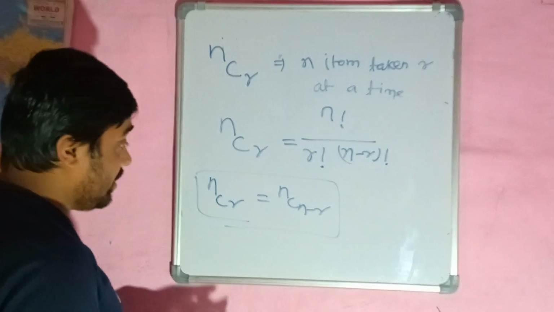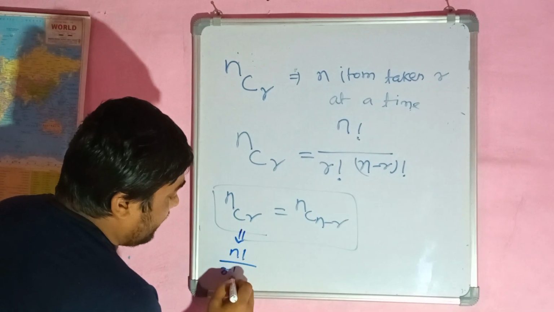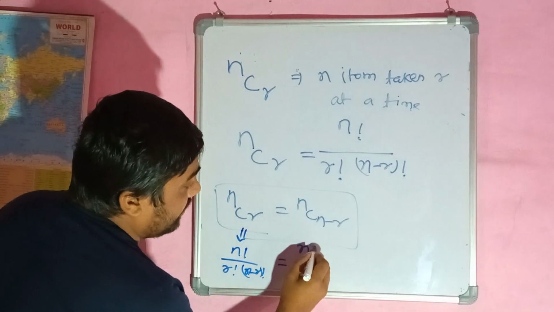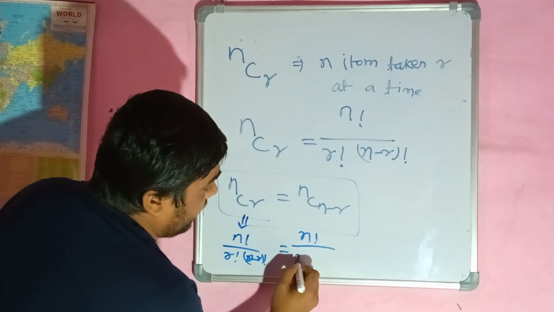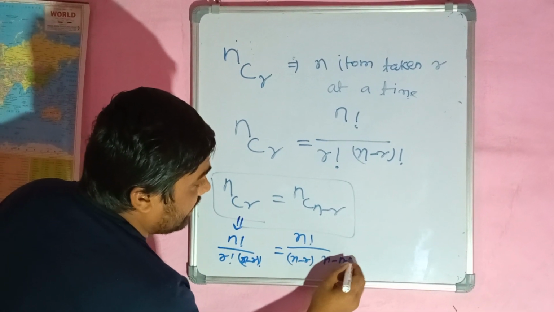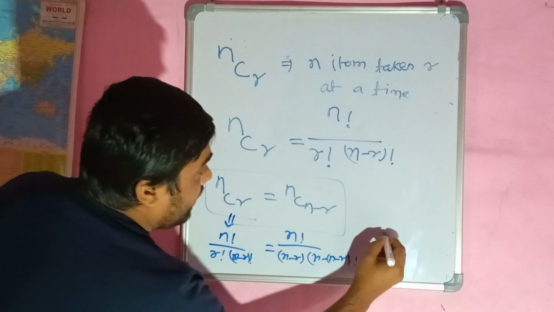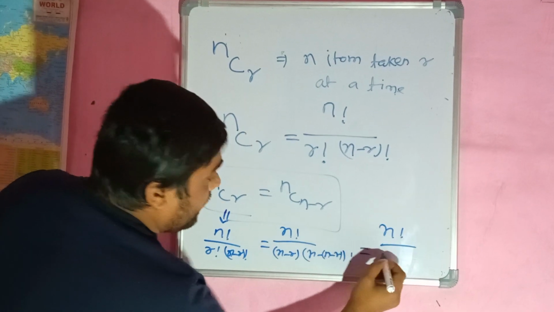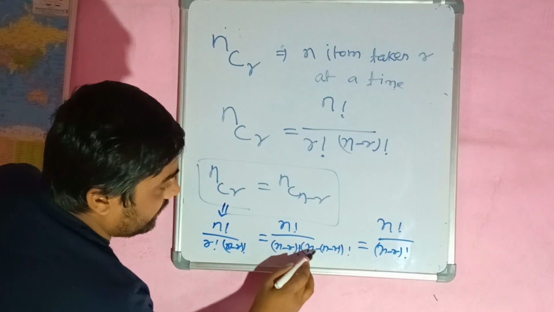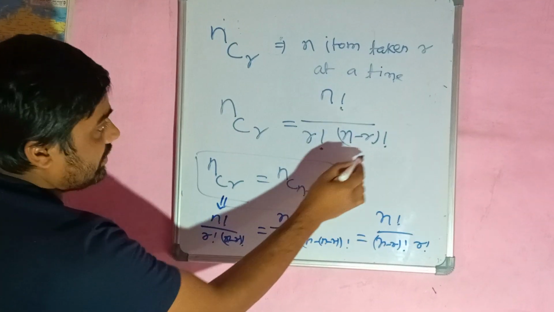If somebody asks how you can say that nCr is equal to nC(n minus r), you can write nCr as n factorial by r factorial into (n minus r) factorial. And nC(n minus r) you can write as n factorial by (n minus r) factorial, and now take the difference, n minus (n minus r) factorial. Then what you are getting here is n factorial by (n minus r) factorial, and n minus (n minus r) gives r factorial. Then just see.